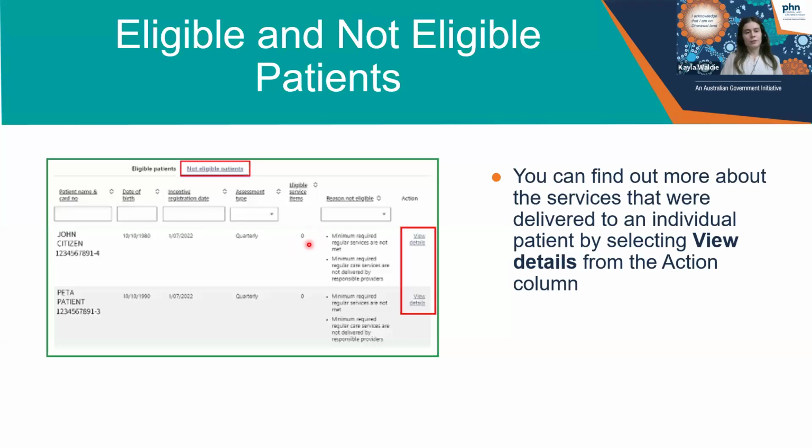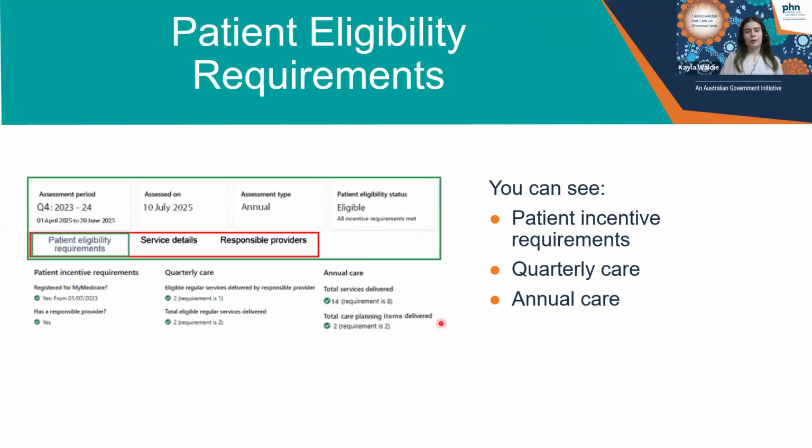If you want to look in a little bit more detail at a particular patient, again, you just click on View Details here and you'll be able to see it broken down in a bit more detail. So we can see again the quarterly care items, the annual care items. In this example, the patient has been seen 14 times throughout the course of the year. So obviously that's a bit more than what's needed for the incentive, but this patient may have needed some extra care. So it's still registering all of the visits, but you only need that 8 to meet the requirement.